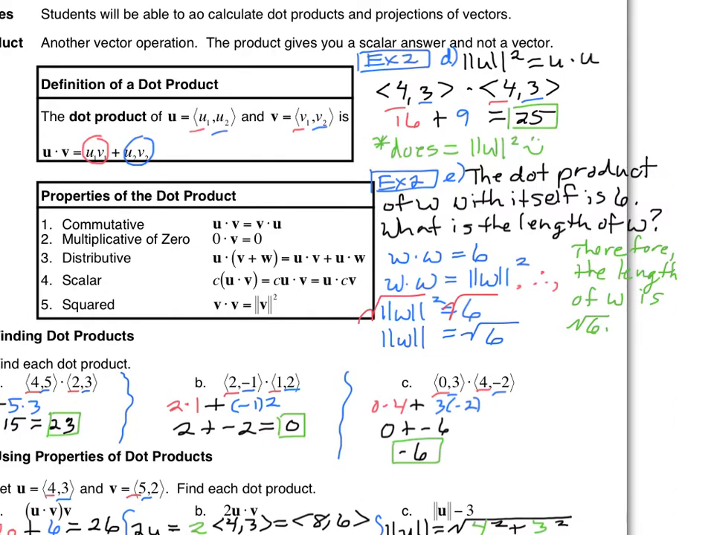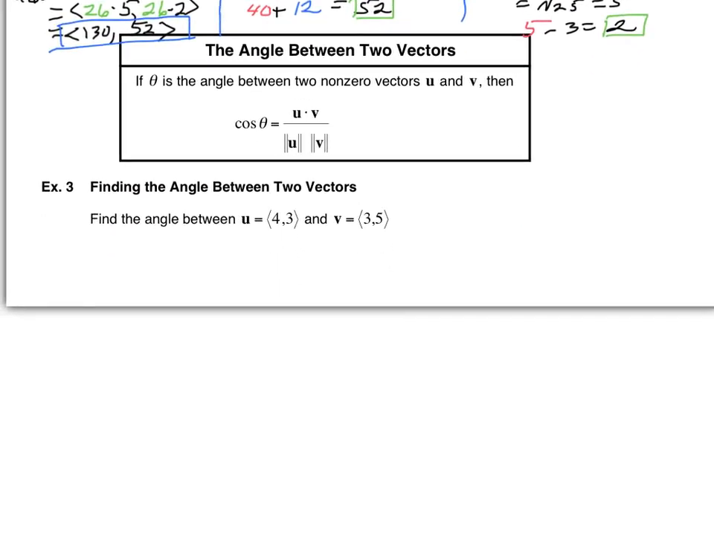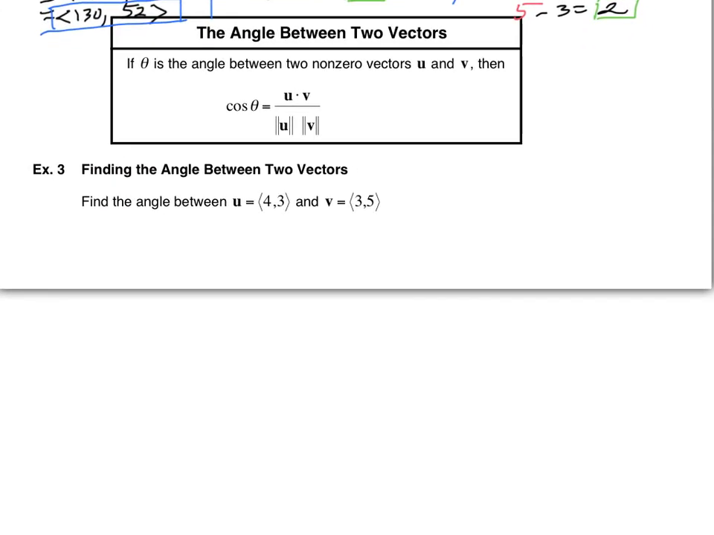All right, so any questions on this front page before we go down to the very bottom? You good with all that? So let's apply some of it. Why do we learn all the dot products? Well, we're going to use it to find the angle between two vectors.